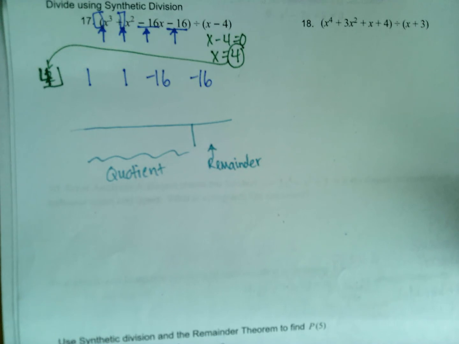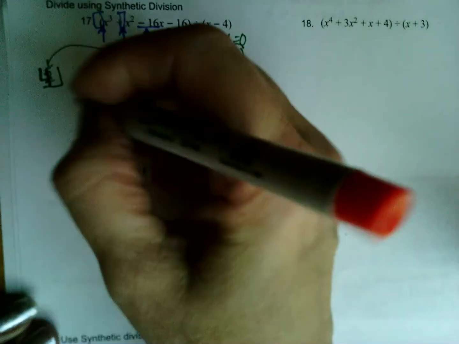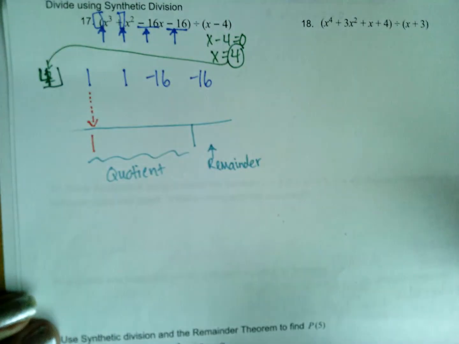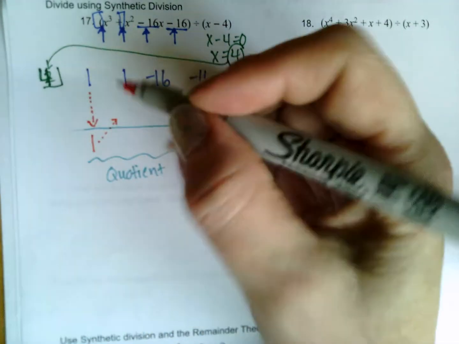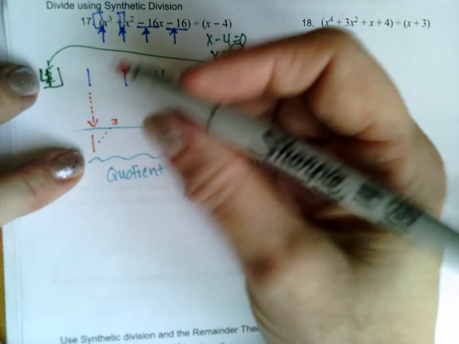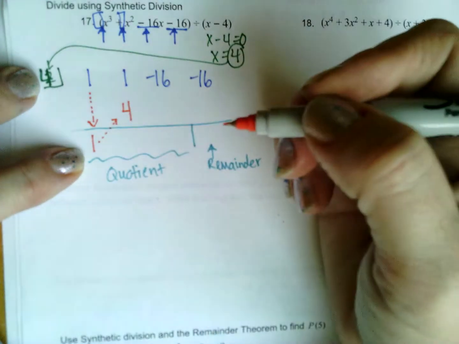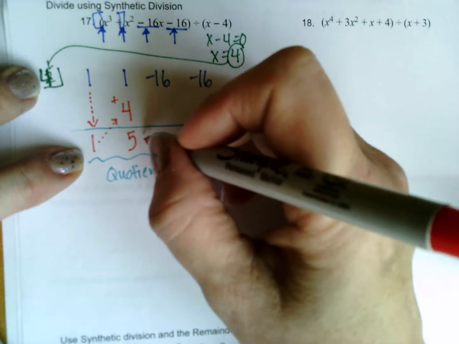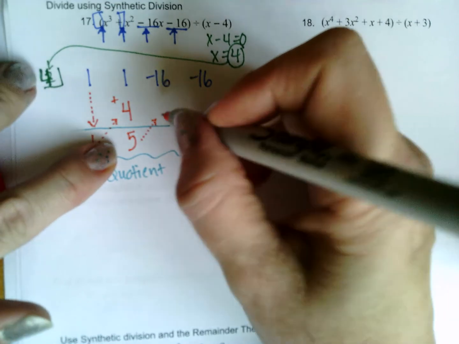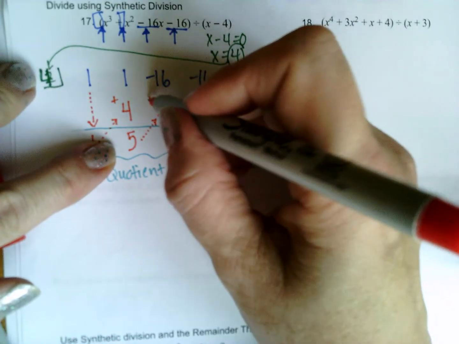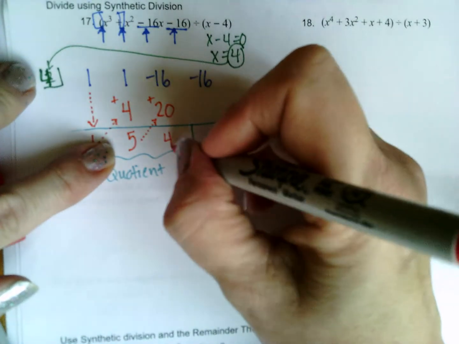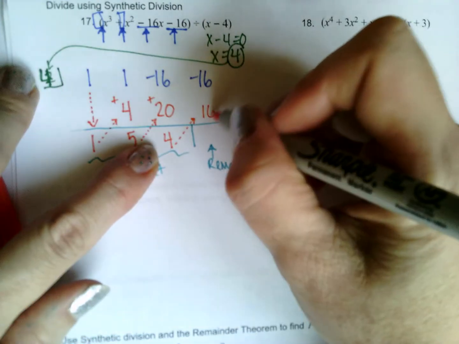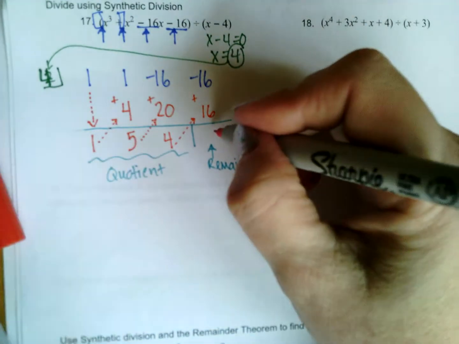So for the synthetic division part, I am going to always take my first term and just bring it straight down. So that's going to be a 1. And then when I go diagonally into this next box here, I'm going to take the 1 times the 4. 1 times 4 is 4. Then I'm going to add 1 plus 4, and I get 5. Now I do it again. Multiply. 5 times 4 is 20. Add negative 16 plus 20 is 4. Go again. Multiply. 4 times 4, 16. Add negative 16 plus 16 is 0.